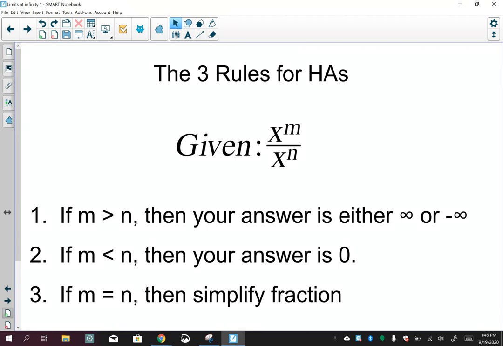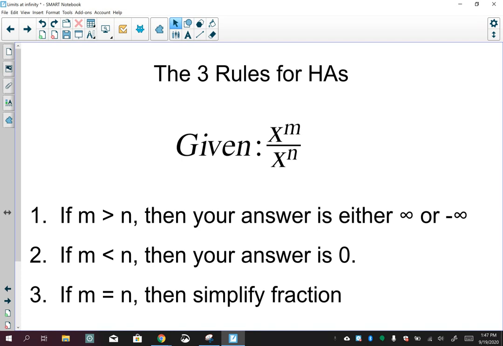Our three options. So you're only looking at the lead exponents on the top and the bottom. So the first one, if your top exponent is higher than your bottom exponent, then you're either going to go off to positive infinity or negative infinity. Okay? If your bottom exponent is bigger than your top, then you're going to have a horizontal asymptote at y equals 0, which means basically your graph is going to run along the x-axis.